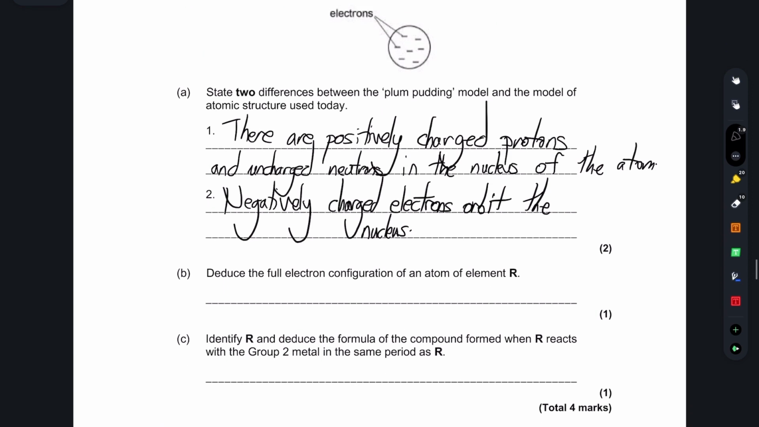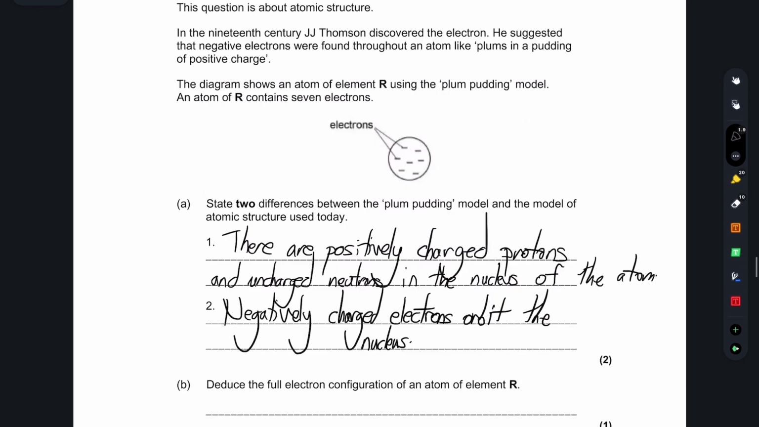Now the question wants us to deduce the full electron configuration of an atom of element R. The first thing we need to do is we need to find the number of electrons in element R, and we count them using this diagram here. So we have 1, 2, 3, 4, 5, 6, 7 electrons. The reason why we've done that is because in an atom, the number of protons must be equal to the number of electrons because atoms have an overall charge of 0.